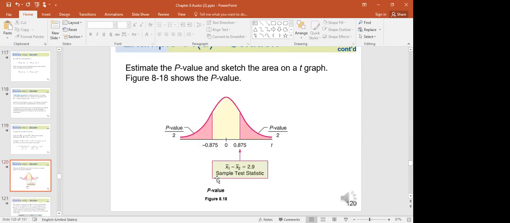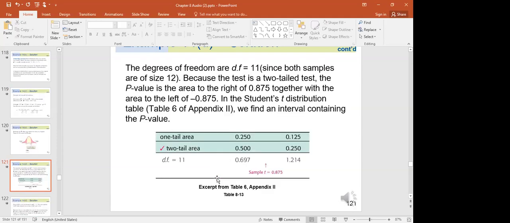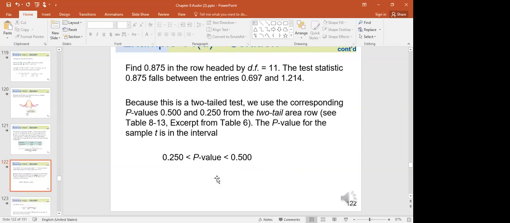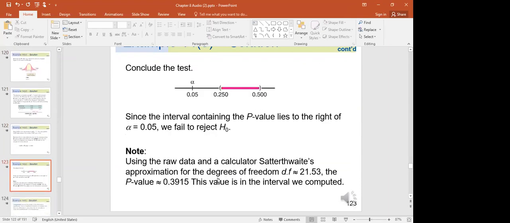So the p-value. What is the p-value? 0.39. We can see that this p-value is really greater than 0.05, so we do not reject H0.